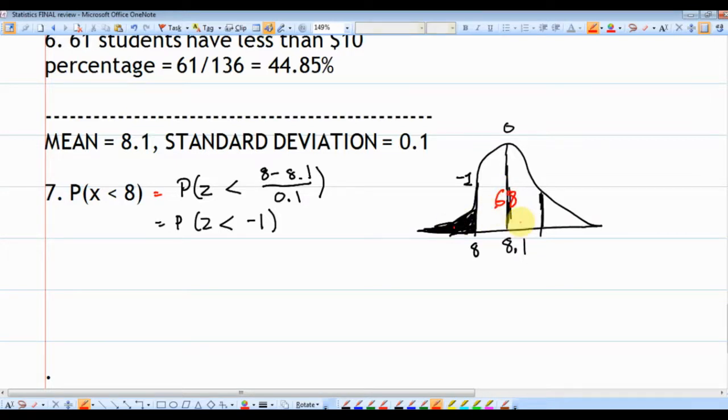So this is about 68% in here. That means these two tails together are 32%. So this is 16. It's actually a little less than 16, but we're just worrying about approximating. So it's approximately 16%.